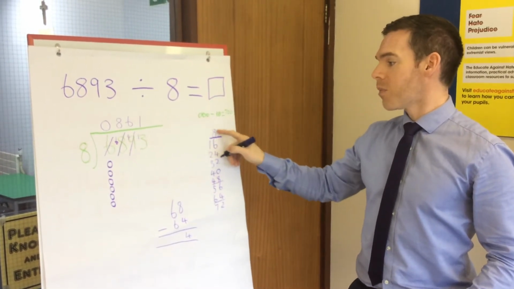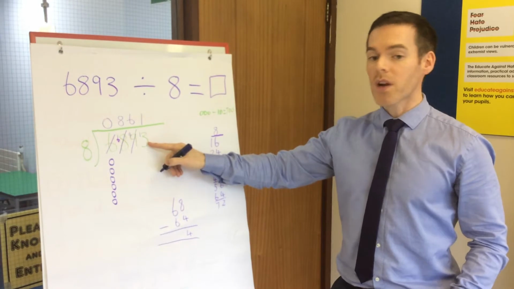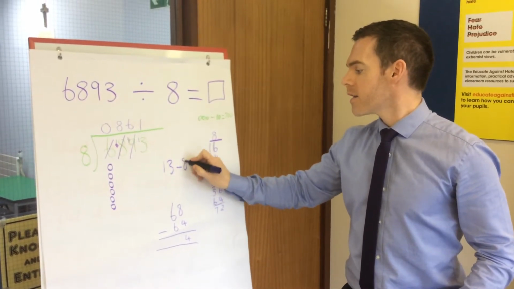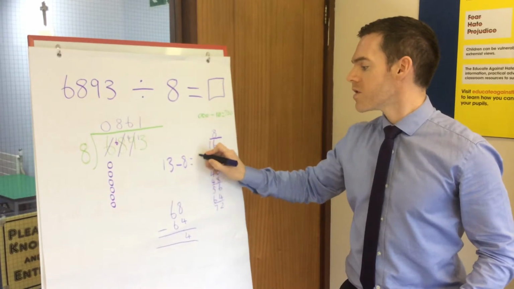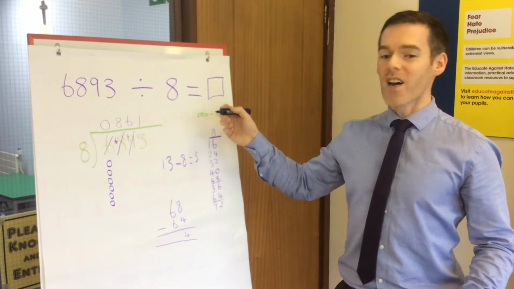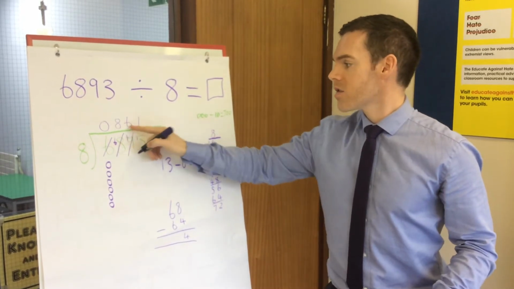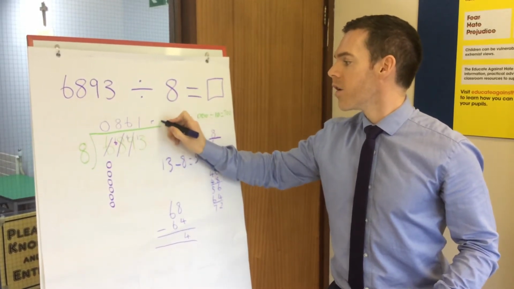However, I only used up 8 and I had 13. So I'm going to have some left over. So if I do 13, take away 8, I am left, of course, with 5. And that 5, at the moment, we're going to put as a remainder. That's what's left over. So it's 861, remainder 5.